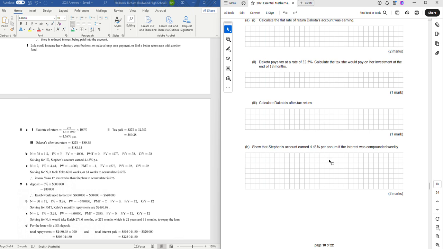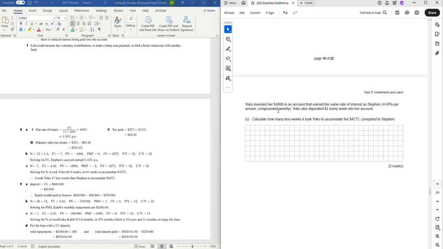Show that Stephen's account earned 4.43% per annum if the interest was compounded weekly. So B is asking you to get your calculator out, go into the stats function, and go through this bit here, where you go 52 times 1.5, and you go through that process. It's compounded weekly, and that's how it's solving for I. It's showing that I equals this. So I is our question mark.